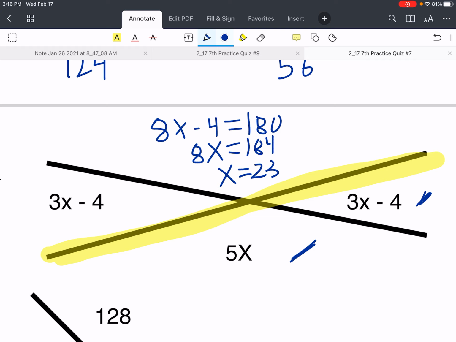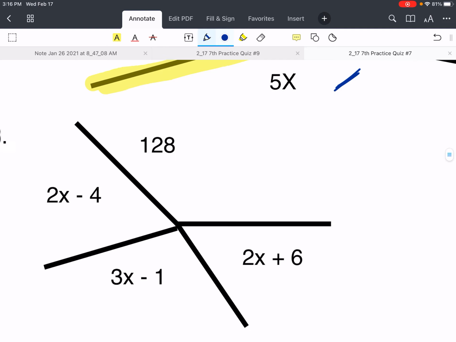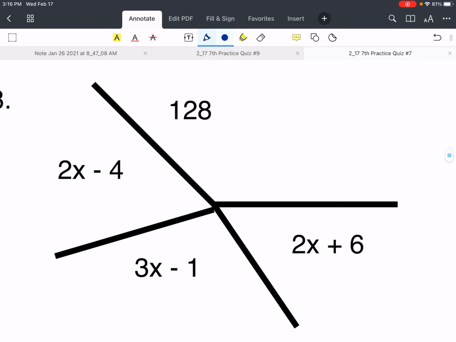All right, this one, angles at a point. Some of you, there might be an issue. When I printed these out, or the first time I made this one, it actually said 127. I tried to change as many as possible. I thought they were changed, but some of them say 127 instead of 128.